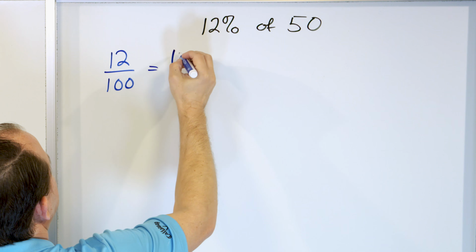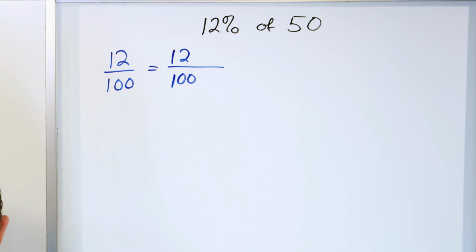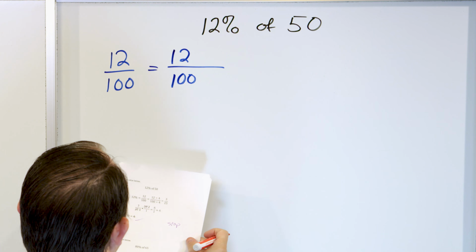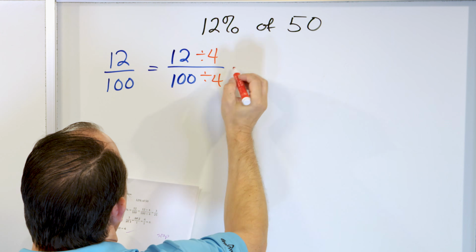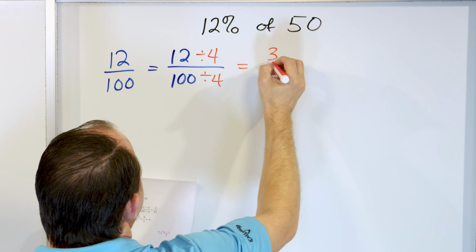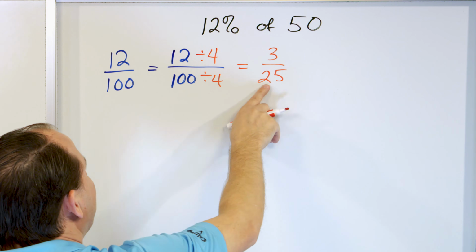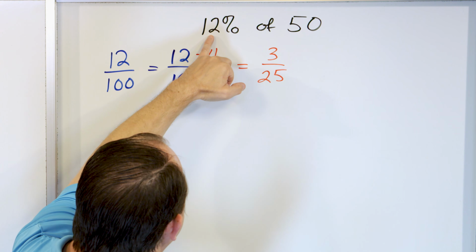I can simplify that into a simplified fraction because I know that I can divide the top and bottom by 4. 12 divided by 4 is 3, and 100 divided by 4 is 25. So what it means is that for every 25 turtles I have, I'm going to give 3 of them away. That's what 12% means, right?